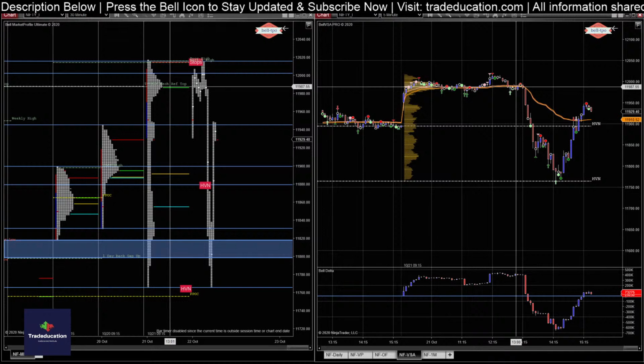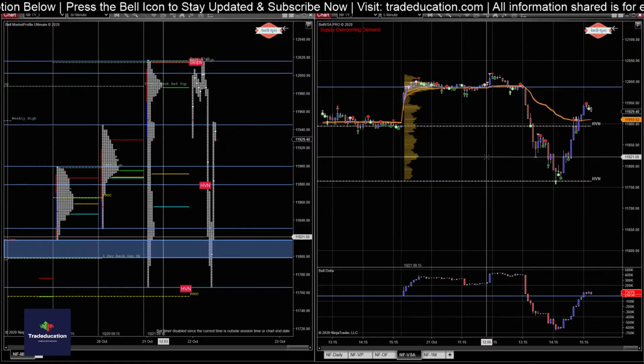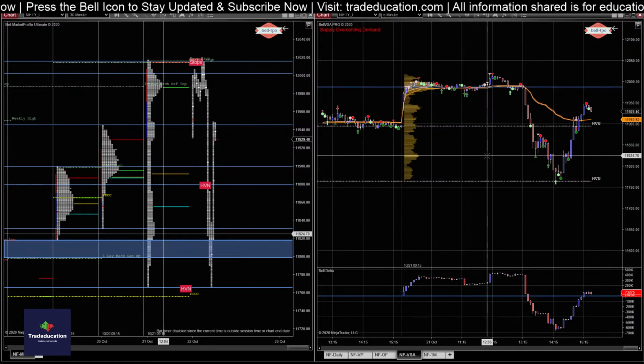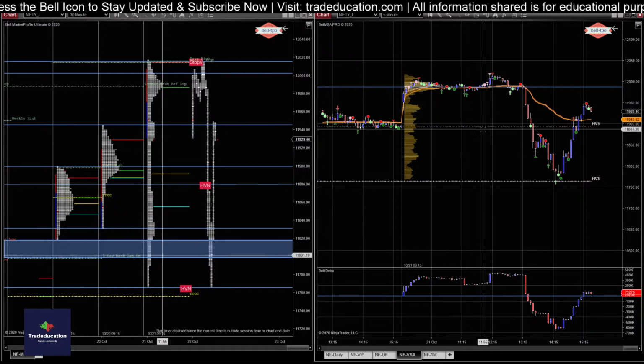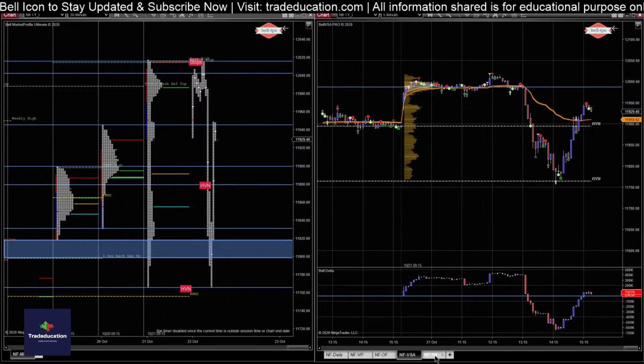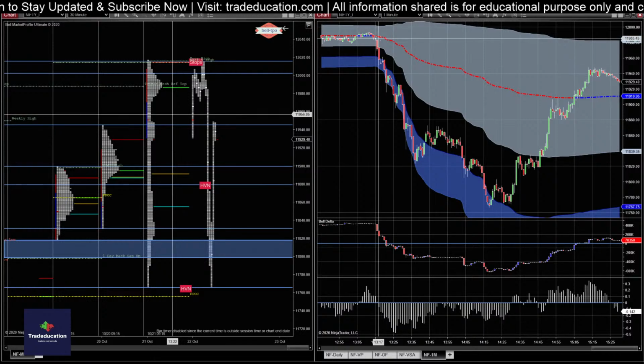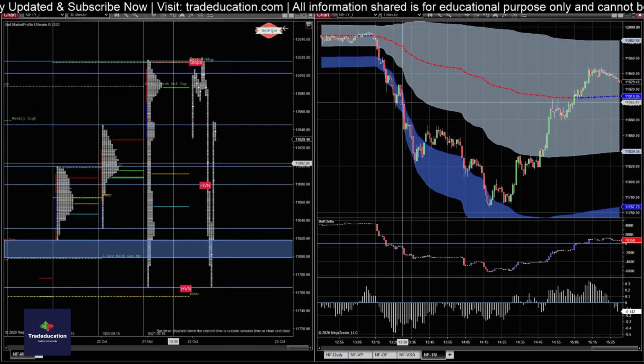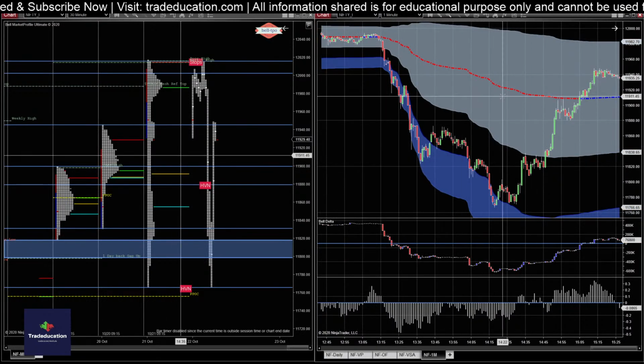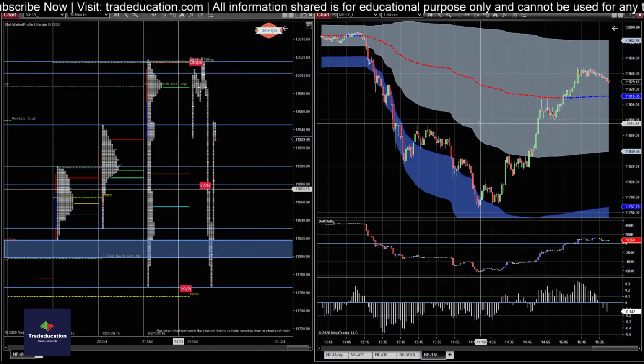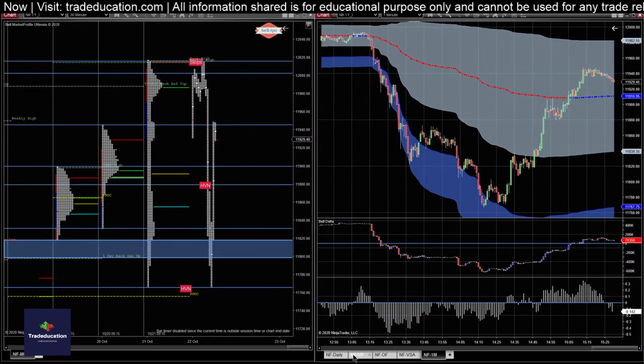So there is one HVN here. This is a very good HVN. There is also this HVN here. We also have one HVN here. Multiple HVNs here. I also use a minute chart too. I use it as a part of my market internals. The minute chart gives me more clarity in terms of what's happening at the micro level.